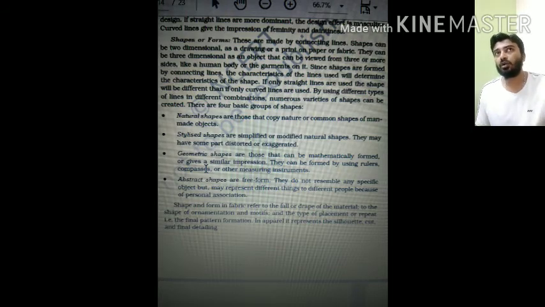So there is also another element, which is the pattern. So what are patterns? A pattern is formed when shapes are grouped together. So when different shapes are grouped together, then a particular pattern is formed.